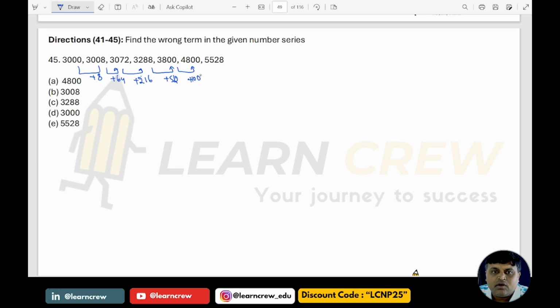What are all these? It is 2 cube, it is 4 cube, which is 6 cube, which is 8 cube, which is 10 cube. So it has to be 12 cube. 12 cube is 1728. So it is how much? 4800 plus 1728 is 6528. So answer is 5528 is the wrong term.